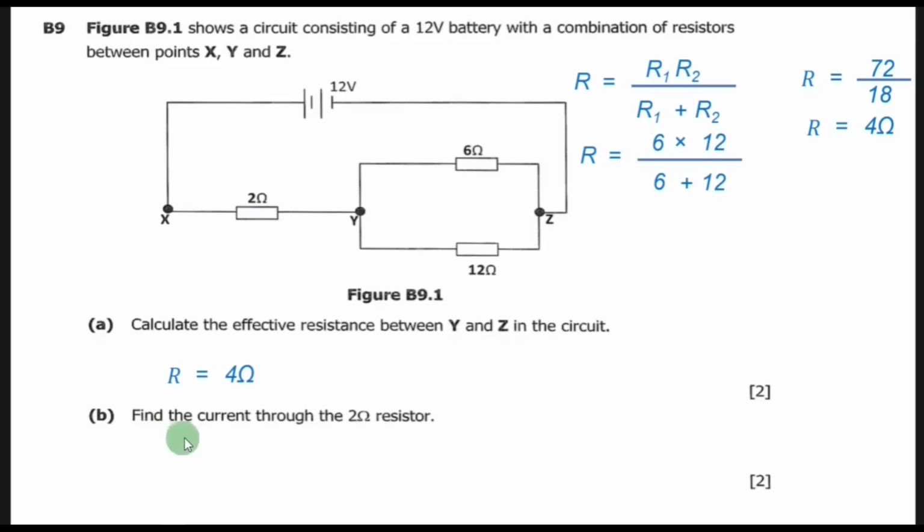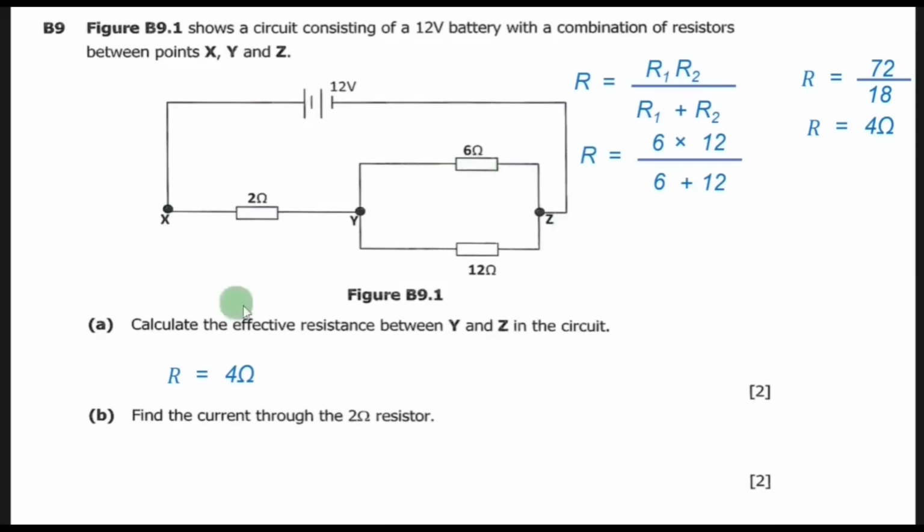Then B, they're saying find the current through the 2 ohm resistor. So what will be the current in this 2 ohm resistor? For you to know the current in this 2 ohm resistor, first you must know the total resistance in the circuit.